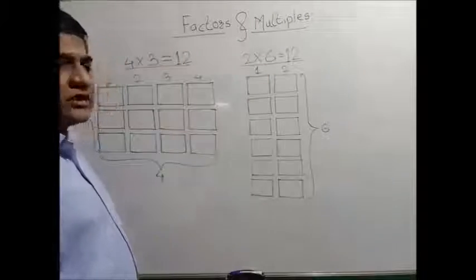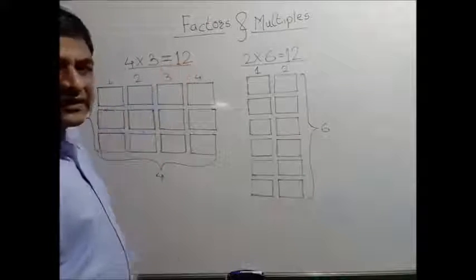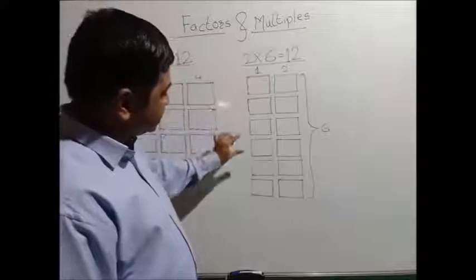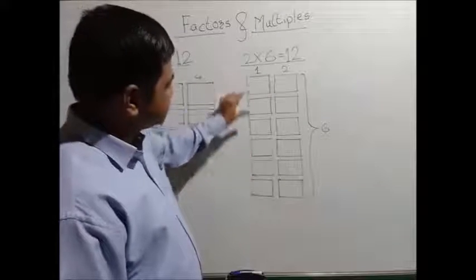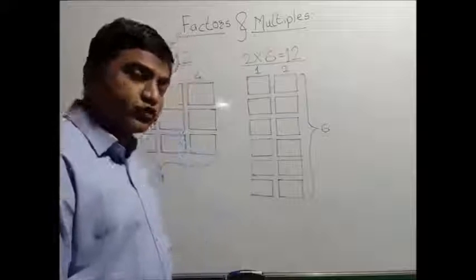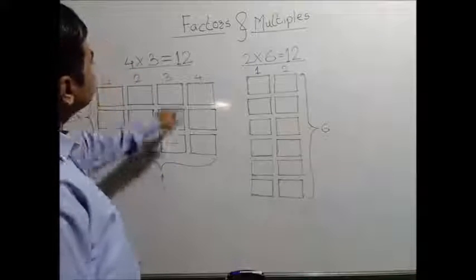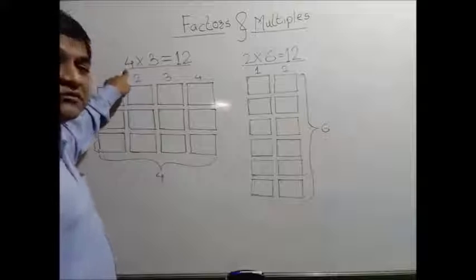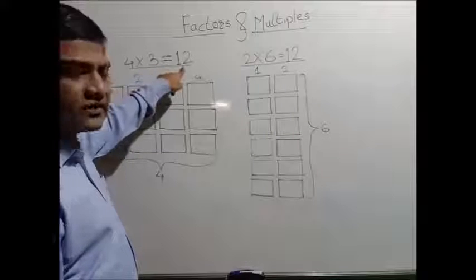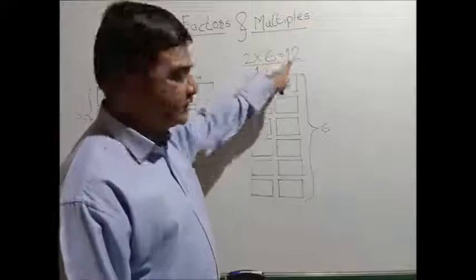But do you know that whenever I multiply 4 with 3, I will definitely land at an answer of 12. Or whenever I multiply 2 with 6, means I take 2 repeatedly for 6 times, 2 is added for 6 times, I will definitely land at an answer of 12. So these 4 and 3 are known as the factors of 12, because whenever I take 4 for 3 times, I will definitely get 12, or whenever I take 2 for 6 times, I will definitely get 12.